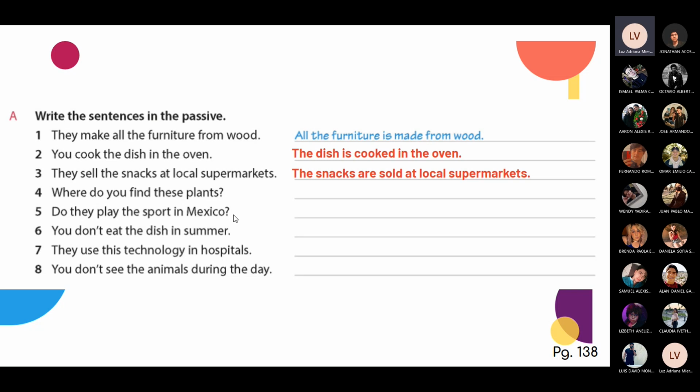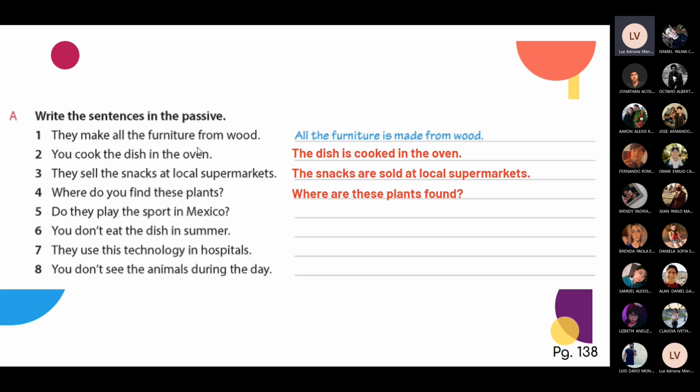How would you write it in a question form? Remember what happens to questions? How would you write the question in passive? Ismael? I'm not sure, but I think it's where are these plants found? Perfect. Actually, you did a great job.